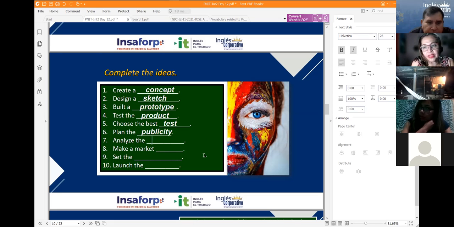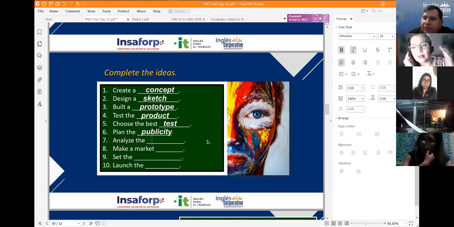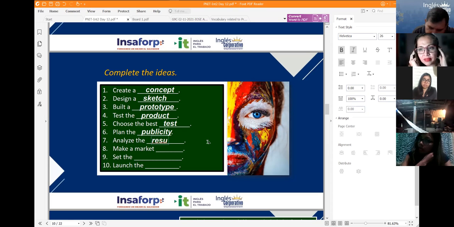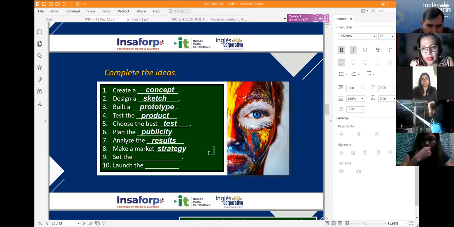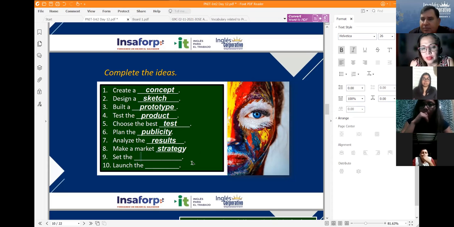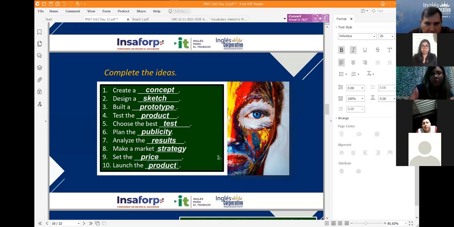Analyze the results. Make a market strategy, or a market plan. Set the price. Launch the product.